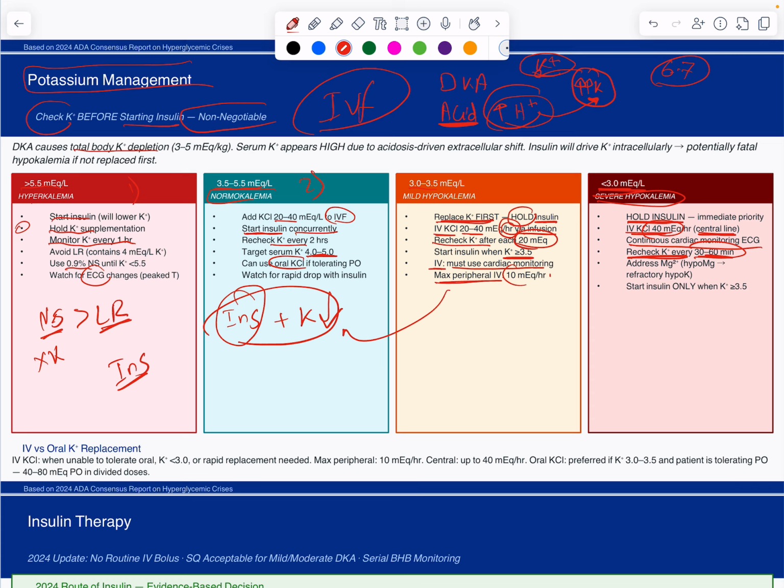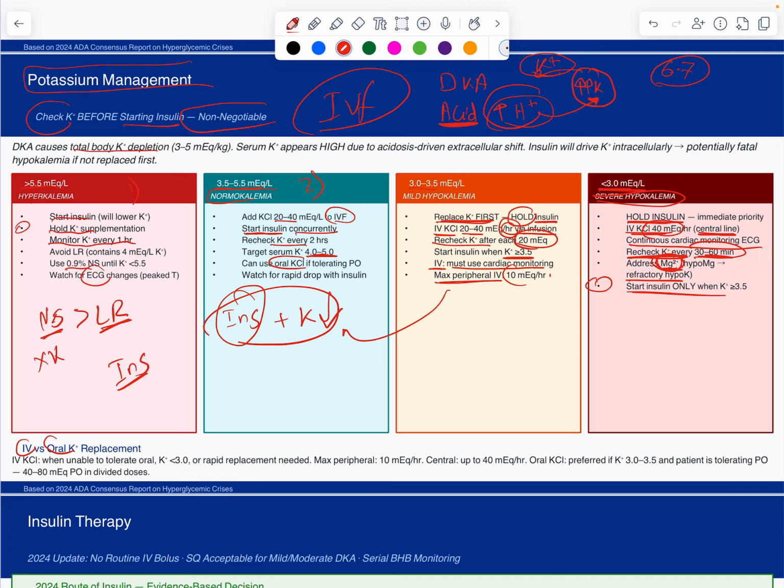Sometimes they have hypomagnesemia, so you need to address the hypomagnesemia and correct the magnesium along with the potassium, because if you have hypomagnesemia, no matter how much you replete the potassium, you will end up with refractory hypokalemia. So you need to replete or replace the magnesium as well. And again, the same rule, only start insulin when the potassium is above 3.5.